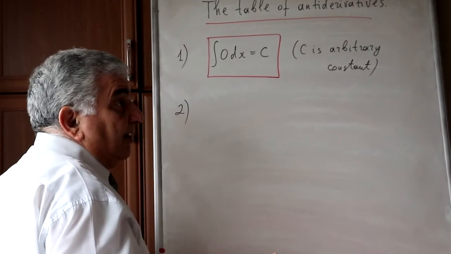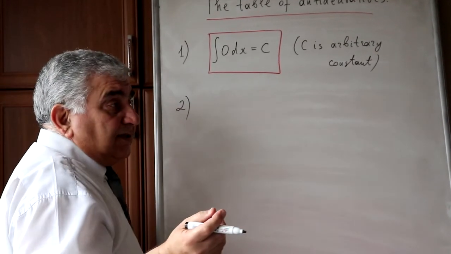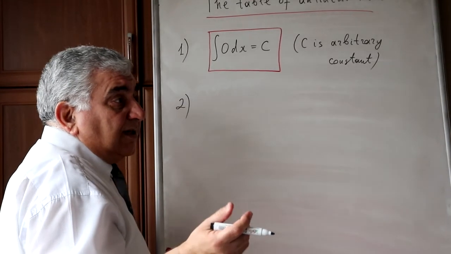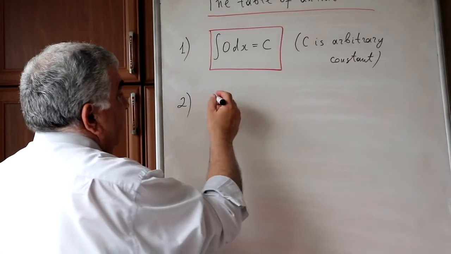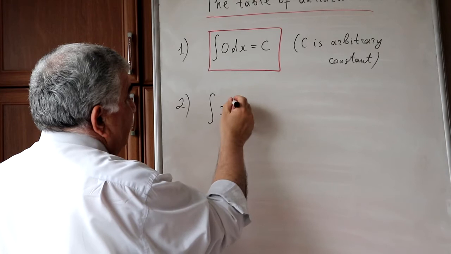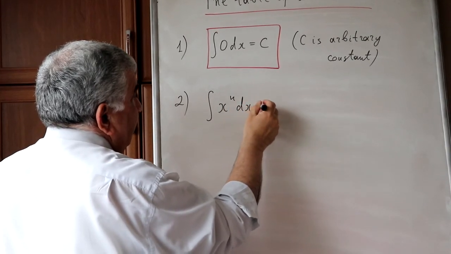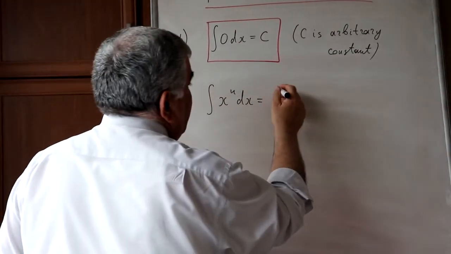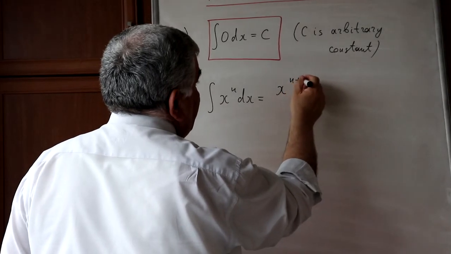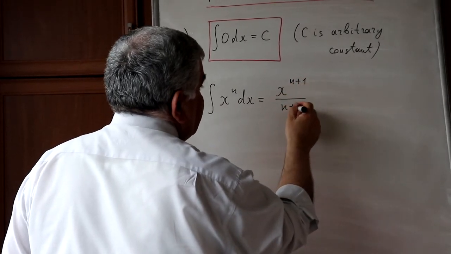Second, then find the integral of the power function. Power function in Azeri it is qüvvət funksiyası, in Russian степенная функция. Integral of x to n dx is equal to x to n plus 1 over n plus 1 plus c.